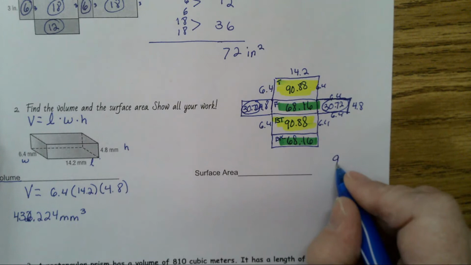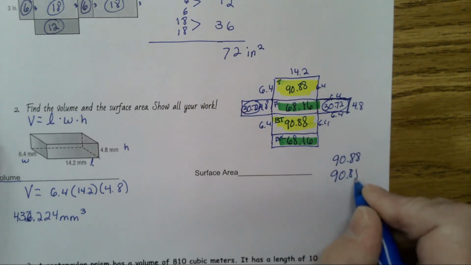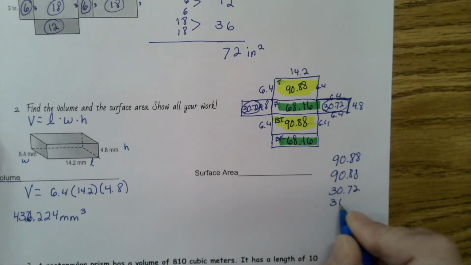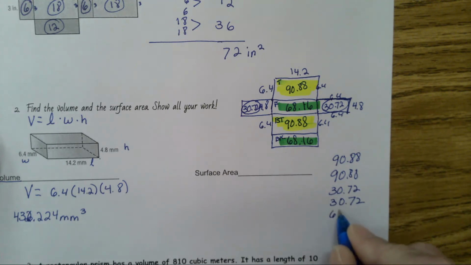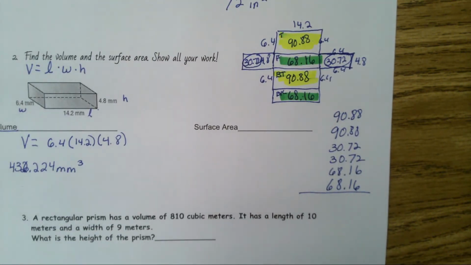So 90.88, we have 2 of those. We have 2 30.72s. And I have 2 68.16s. Add those all together and we'll get our surface area.